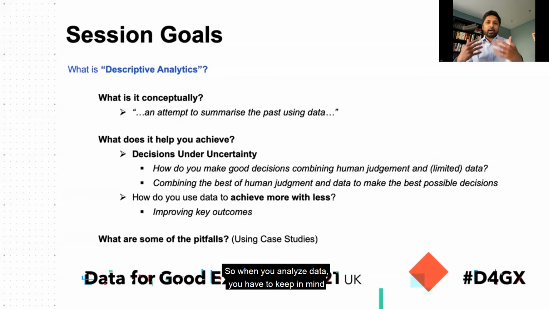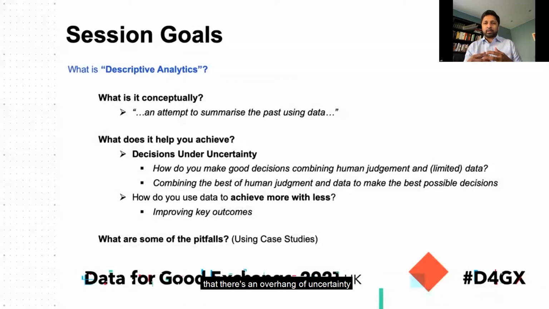So when you analyze data, you have to keep in mind that there's an overhang of uncertainty that you need to account for when you make decisions. So the question then really becomes, how do you make good decisions combining the best of human judgment and limited data? Data is almost always limited. The second thing is, how do you achieve more with less?